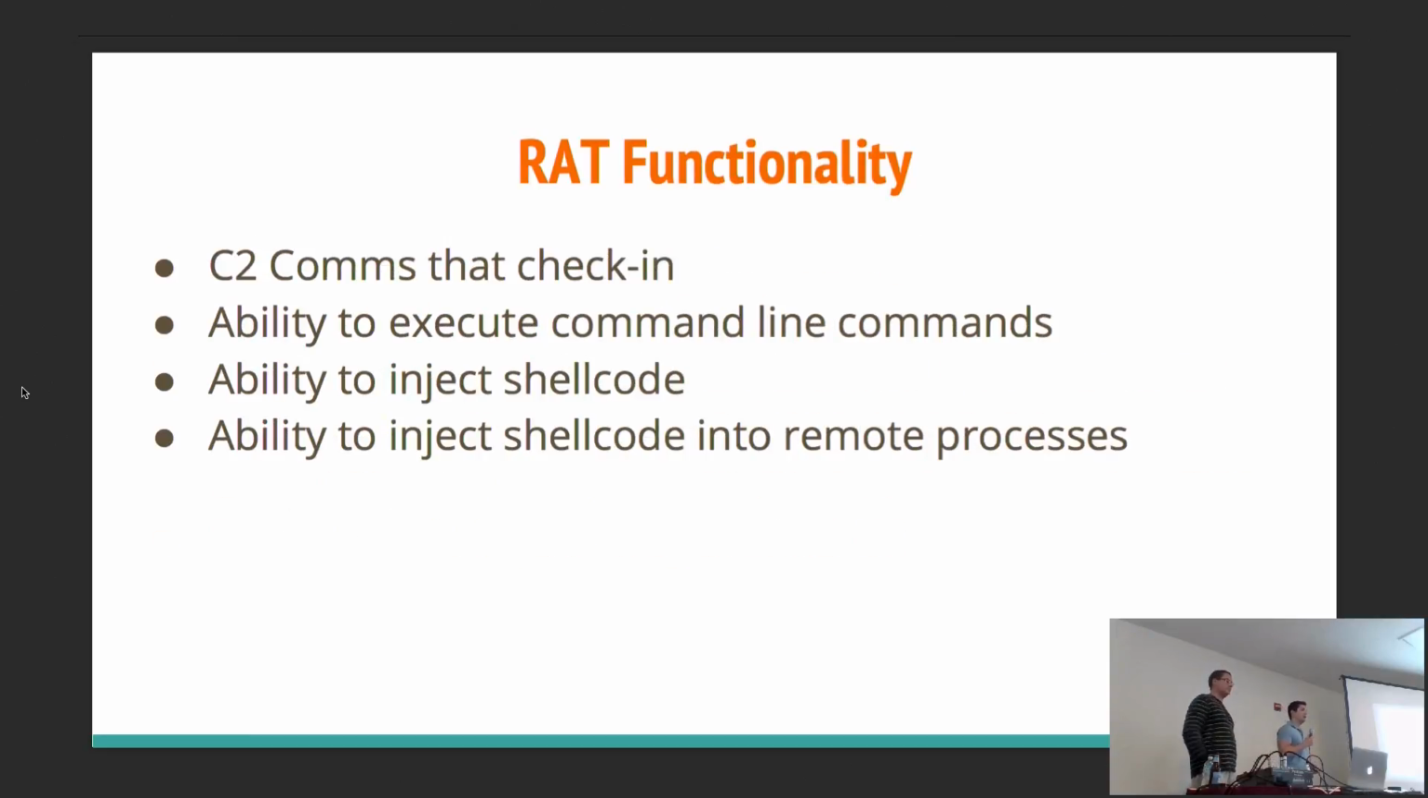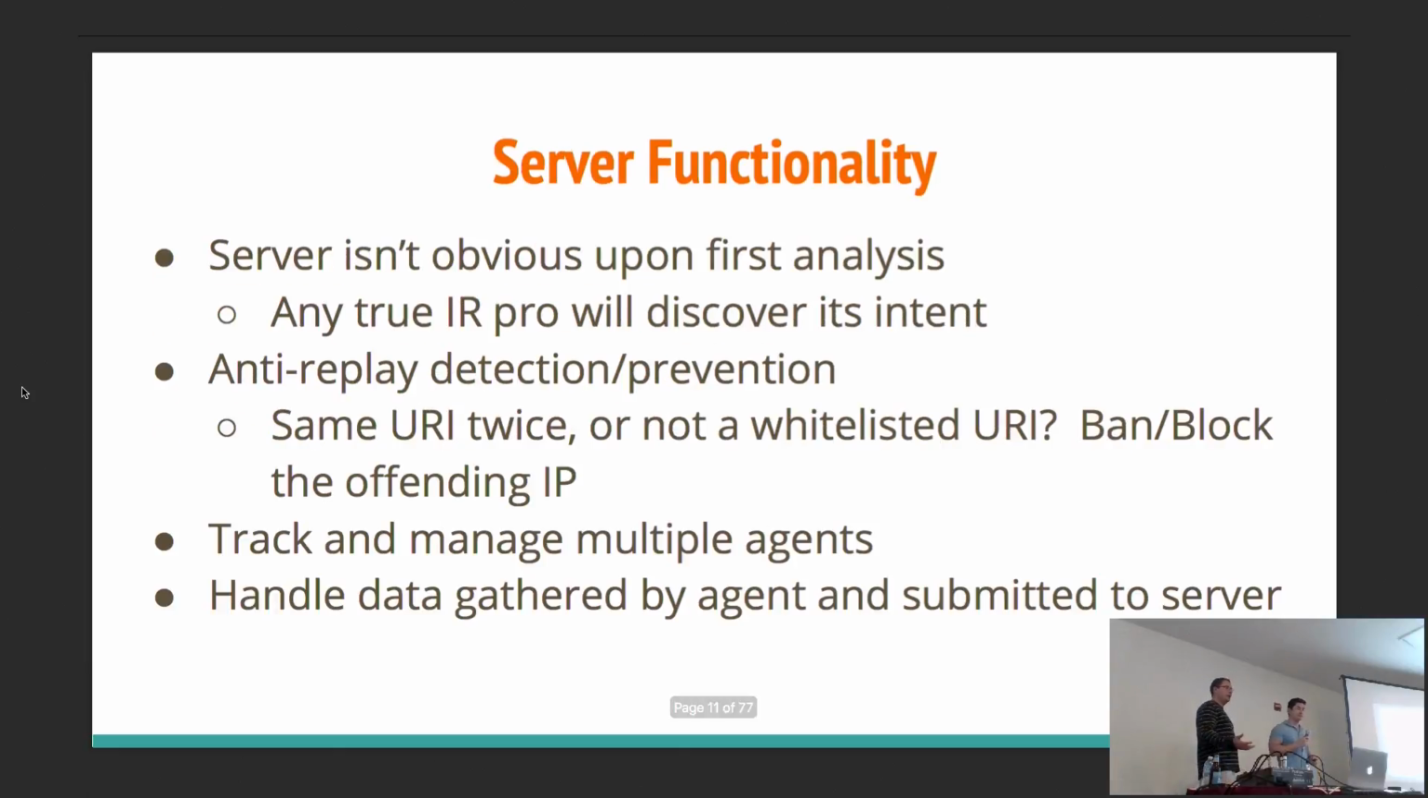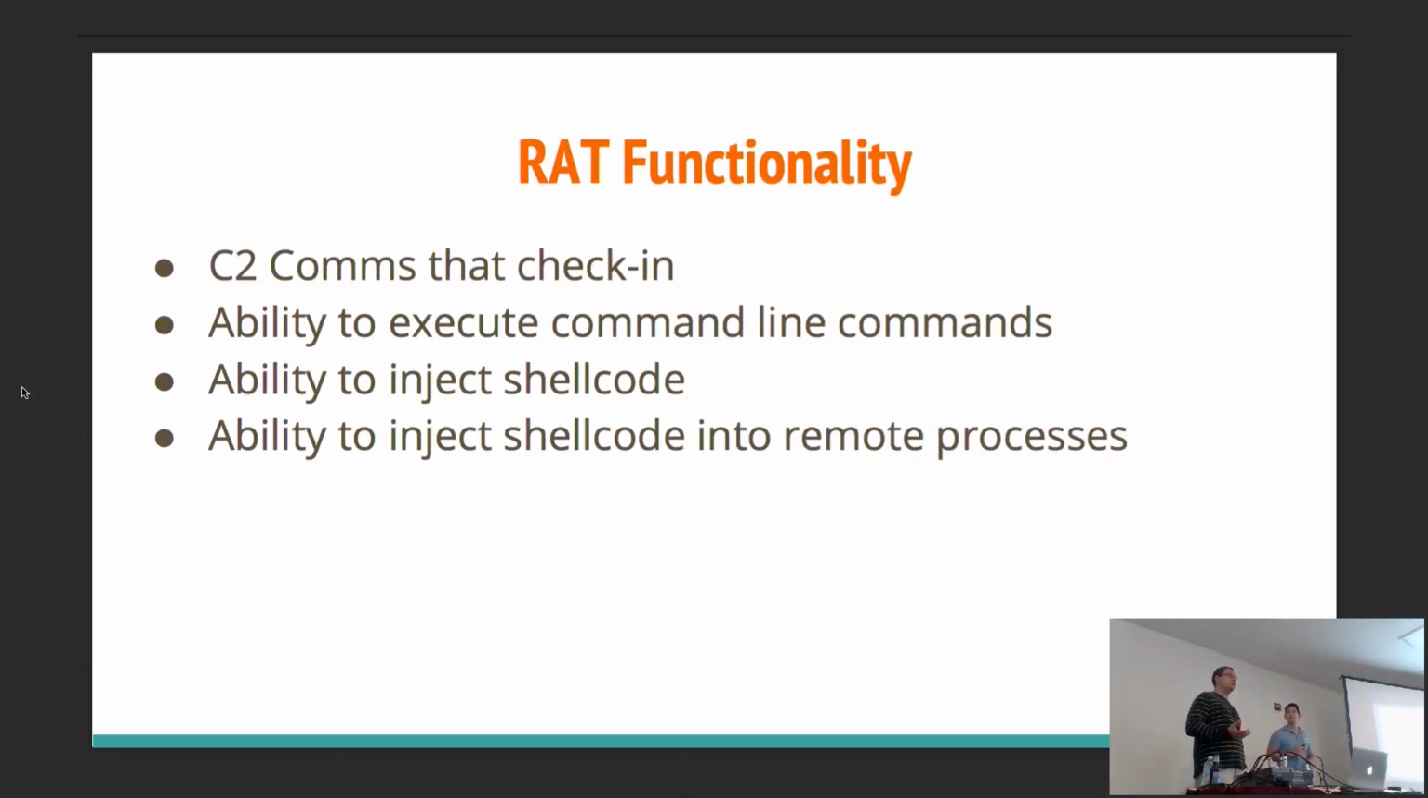So what should a RAT have? Again, when I say RAT, it's a remote access Trojan. Just think of it as a backdoor or some piece of malware. So what should it do? Command and control communications that check into a server. The ability to execute command line commands, which means if you're in Windows, for example, you can type dir and you get a directory listing. If you're in Linux, you type ls, you get a directory listing as well. The ability to inject shellcode into a remote process. And that's probably some of your super basic functionality.